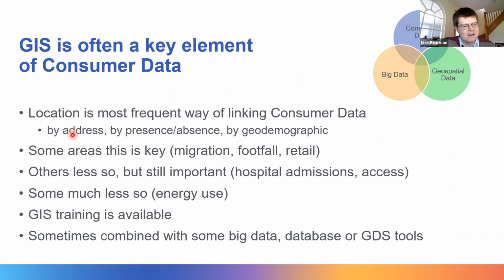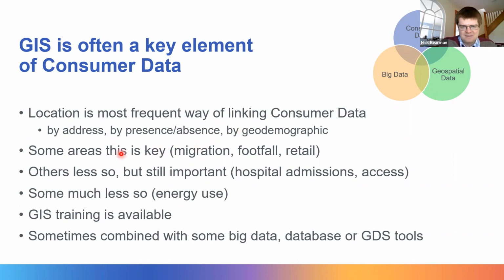This may be very explicit, where it's an address, or it might be whether a certain data point is present or absent in certain locations, or it might be through the longer role of geodemographics. So do your individuals match a particular geodemographic group, and then where might you find those? And how important this is varies a lot depending on your domain, what you're specifically looking at.